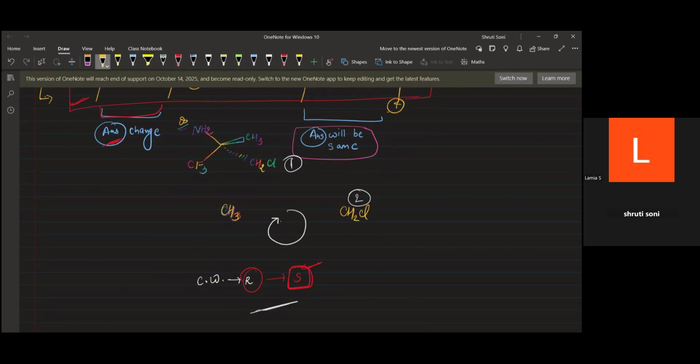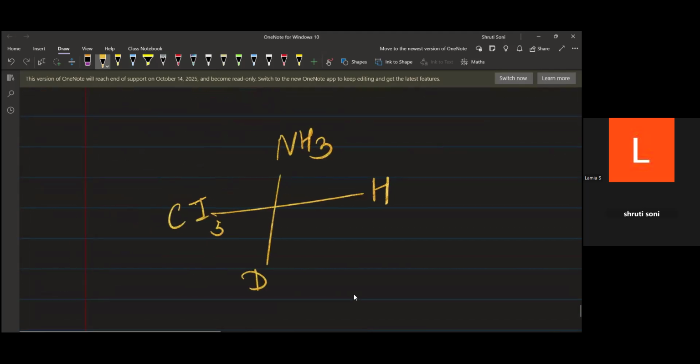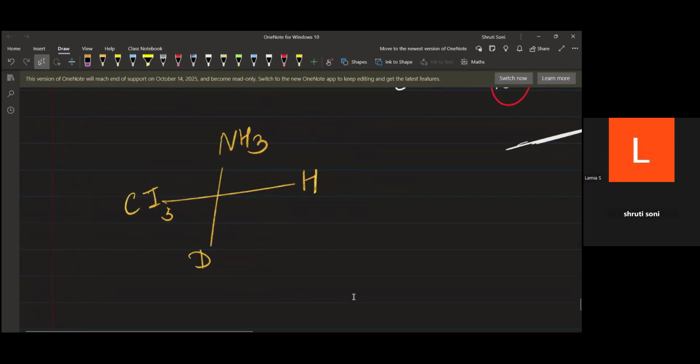Okay, I'm giving you one more example. Let's suppose now I'm giving you a direct Fischer representation. Here is NH3. Here is hydrogen. Here is CH3, and here is deuterium. Now number this one.